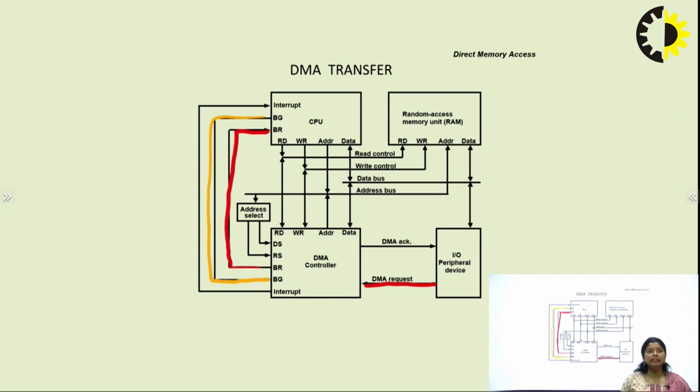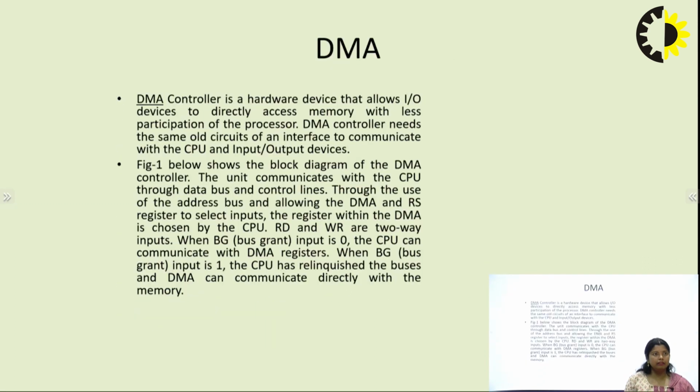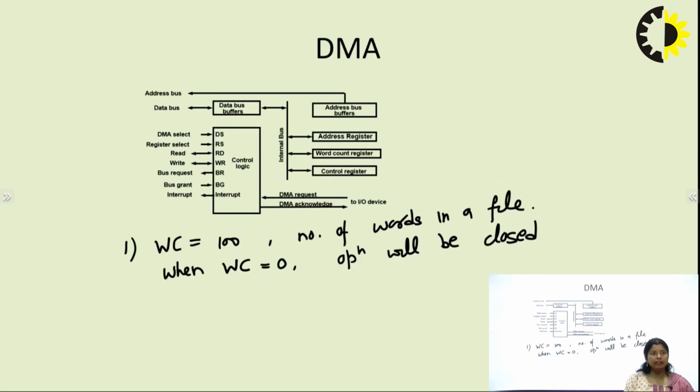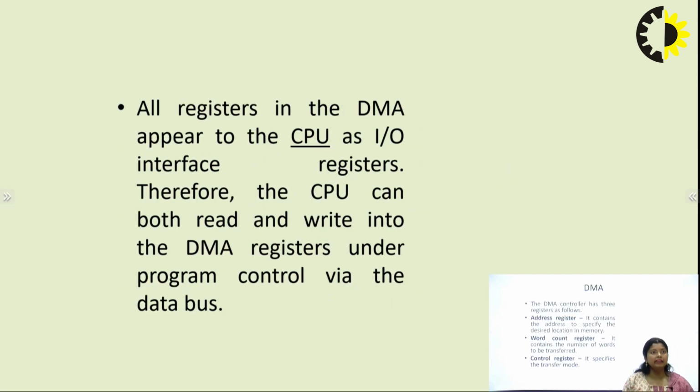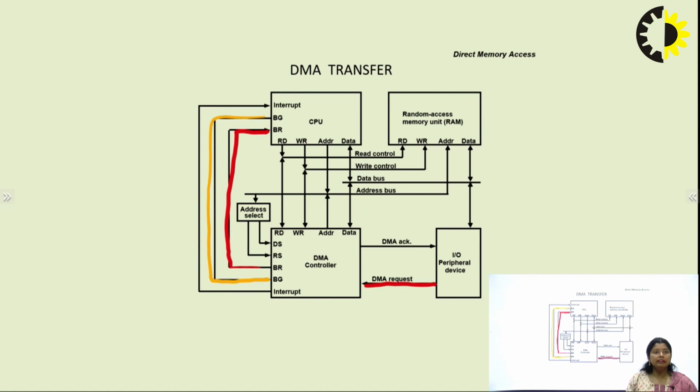Now this is the DMA block diagram, the DMA transfer. The previous one was the DMA controller, and this is the DMA transferring. In the previous diagram, we looked at the complete DMA controller and how data is transmitted. Now we will see how the DMA, the direct memory access, is performed. This is the complete block diagram of the DMA.